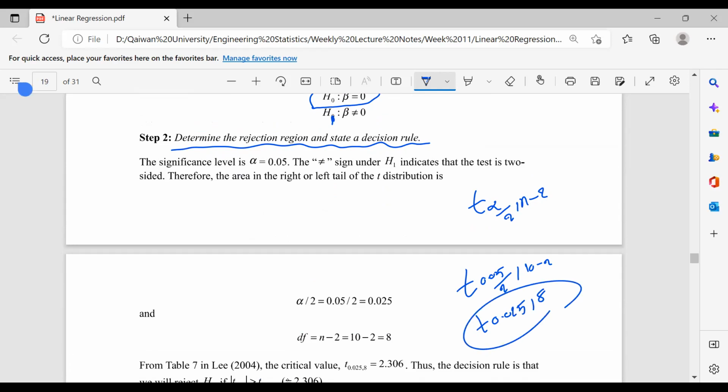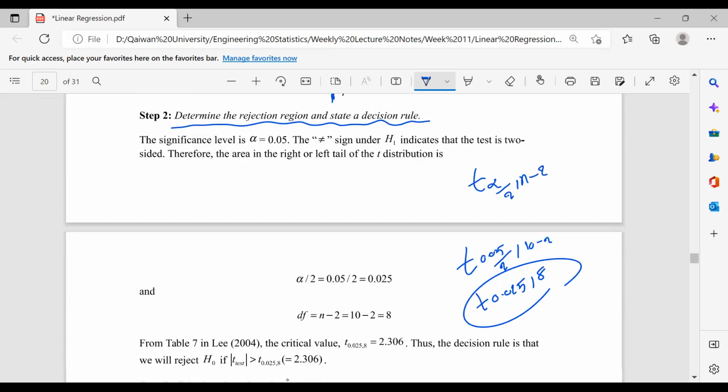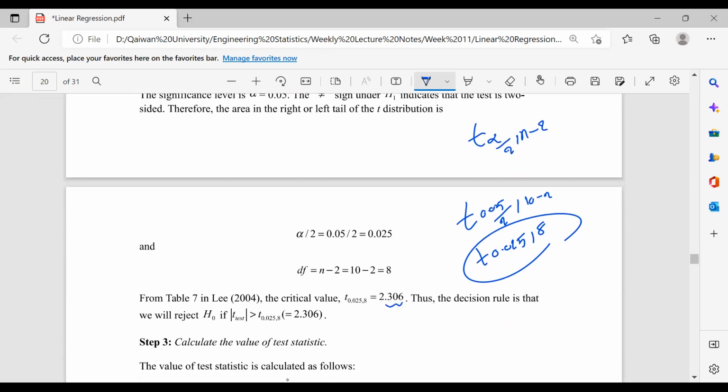Do you need to go to the table to find this? It's easy. We talked about this a lot, okay? We find this one, and it equals 2.306. This is the result. It's 2.306.